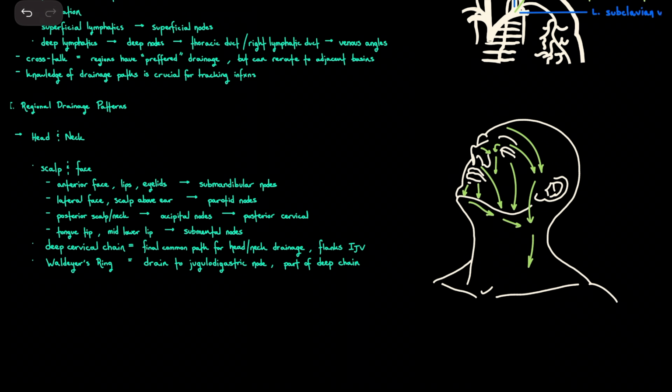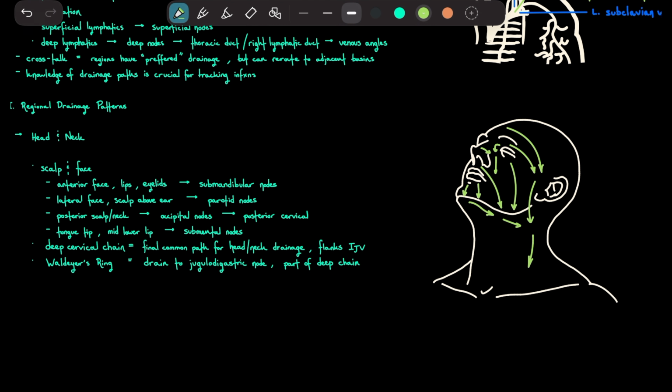Okay, so with the scalp and the face, I'm going to throw a lot of anatomical terms. I apologize. Anterior face, lips, eyelids are eventually making their way down to the submandibular region. So that's all of this here, eventually making their way down here. So I'll go ahead and draw some in.